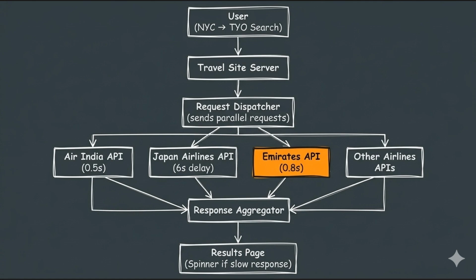A user in New York wants a flight to Tokyo. Your code has to call 10 different airlines: Japan Airlines, Emirates, Air India, 7 others. And here is the problem: one of those airlines has a slow server. Maybe it's down, maybe it's having a bad day. What happens? Your user waits and waits, and then they leave. They go to another travel site.